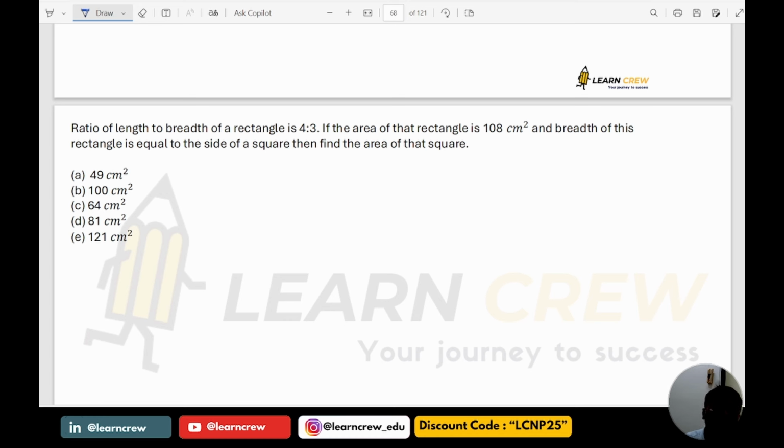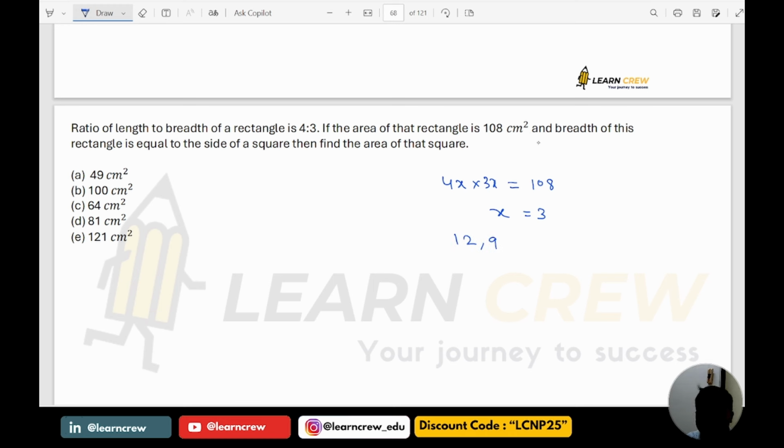Next, the ratio of length to breadth of a rectangle is 4:3. If the area of the rectangle is 4x into 3x, length into breadth, 108, so x square is 9, x is 3, thereby 12 and 9 are the length and breadth.